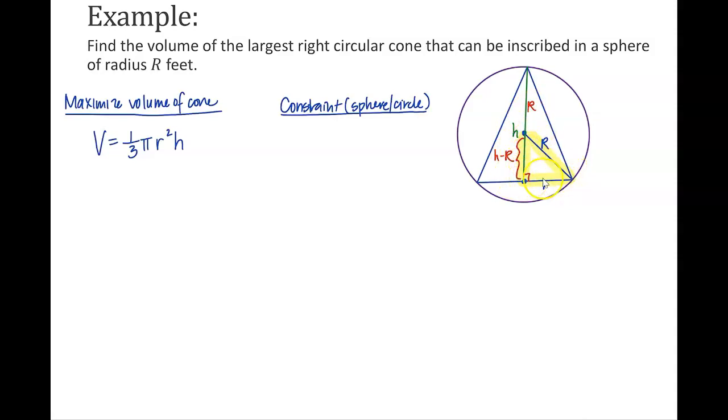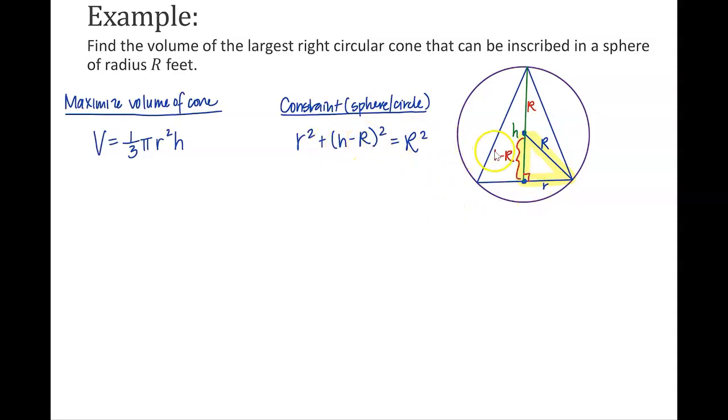And now I have all three sides of a right triangle, so how can I relate those together? Through the Pythagorean theorem. So my constraint equation is the Pythagorean theorem. And so the Pythagorean theorem is r squared plus h minus capital R squared, so little r squared, plus h minus capital R squared equals capital R squared.